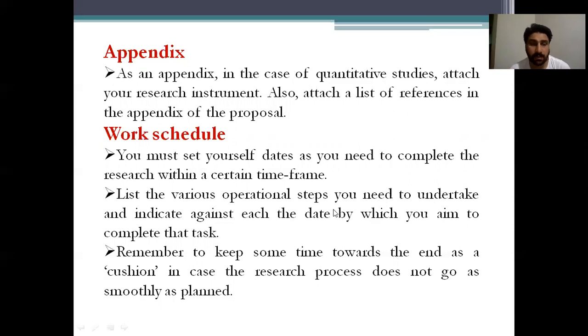The appendix is also provided after that. In the case of a quantitative study, attach your research instrument, and in the appendix also attach a list of references of the proposal. In the appendix you can also write down some of the information which is important to your study, but it is beyond the scope of the study. It is additional information. Your main experiments are something else, so you can keep this additional information in the appendix section.